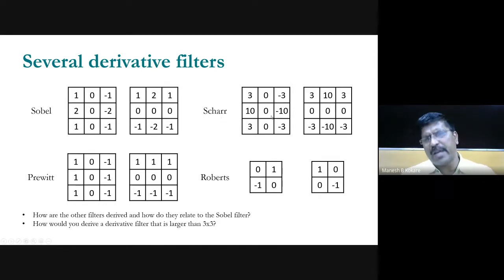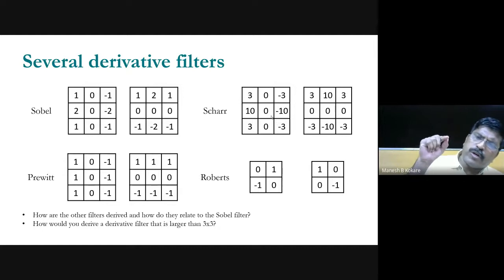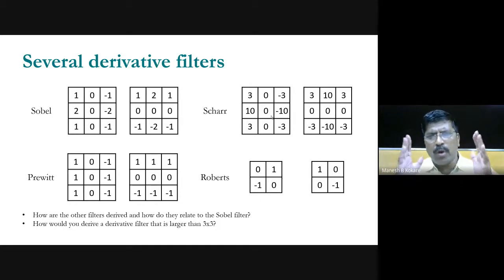So you can make your own operator also. See how you are going to design this filter. One thing you have to keep in mind is that the sum of the total coefficients must be equal to 0. Even if you take the Sobel operator, -1, -2, -1 and then 1, 2, 1, if you take the summation of this one, it will be 0. If you take the summation of this one, it will be 0. Same thing is here, same thing is here, and same thing is there.